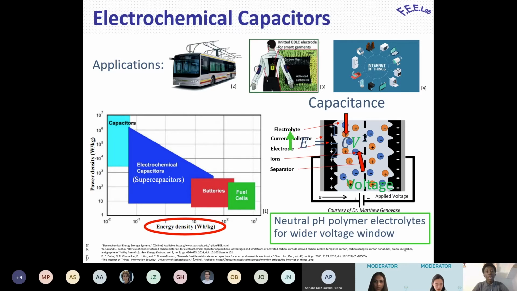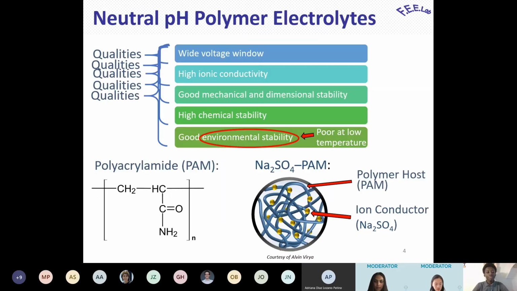Now, the energy density is equal to capacitance times voltage squared. And so to increase the energy density, an electrolyte with a wider voltage window should be used. That's why neutral pH polymer electrolytes are used. The qualities of a neutral pH polymer electrolyte include having a wide voltage window, high ionic conductivity, good mechanical and dimensional stability, high chemical stability, and good environmental stability.